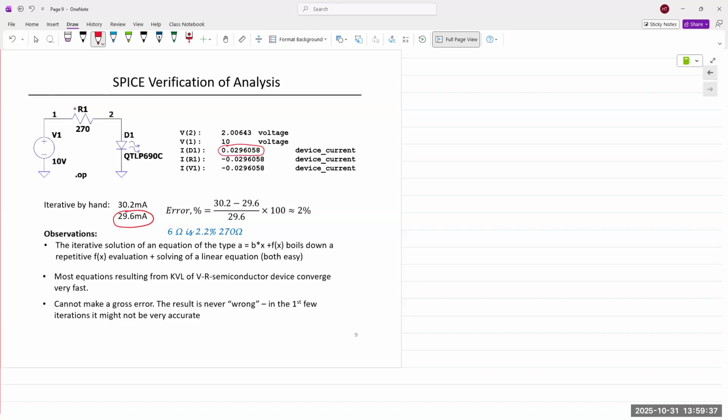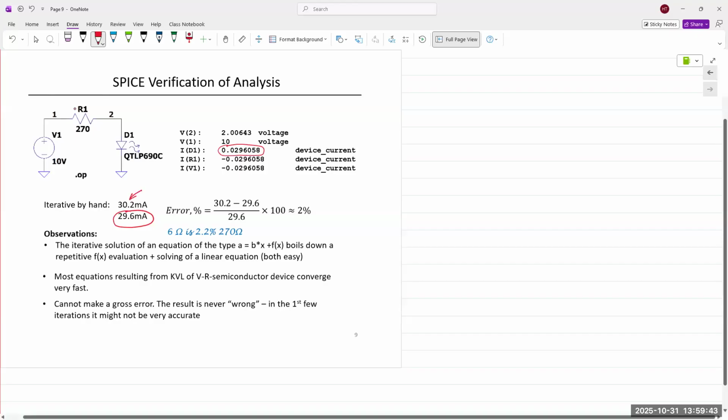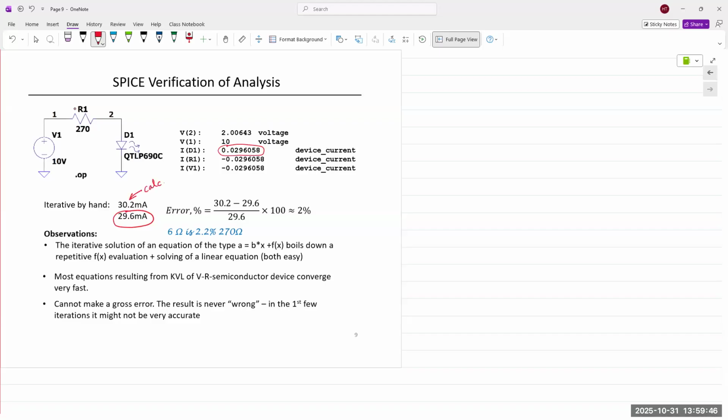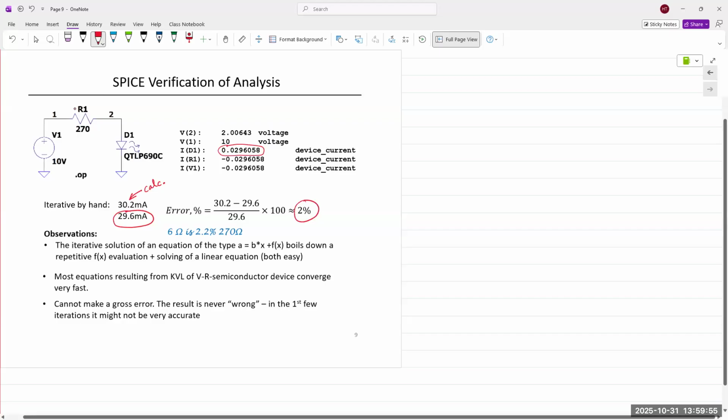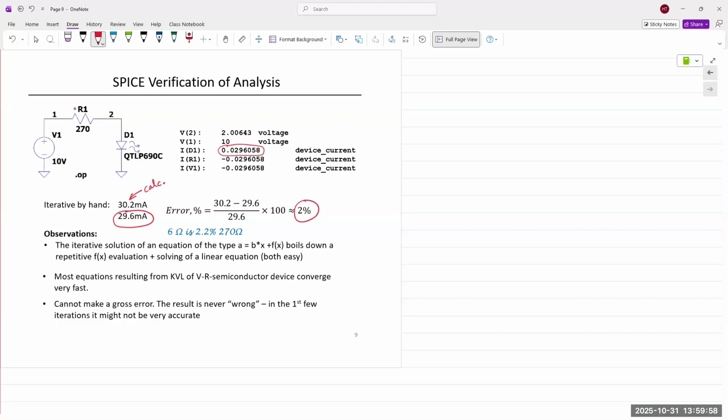We went only 2 steps in our manual solution, or 3 steps, if you will, and we obtained 30.22 milliamps in the manual calculation. So our manual calculation is off from the simulation result by 2%. And that 2% error comes by ignoring the diode resistance of 6 ohms. 6 ohms is approximately 2.2% of 160, or very close to 2% of 163, which was the original calculated value. And so we ignore diode series resistance, and that's what we obtain.